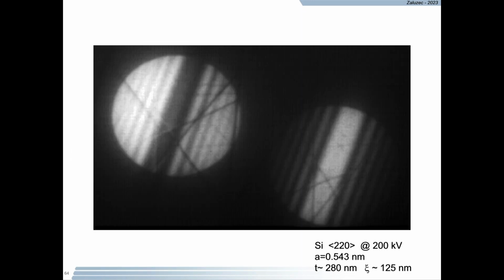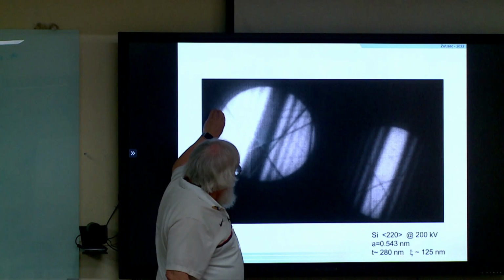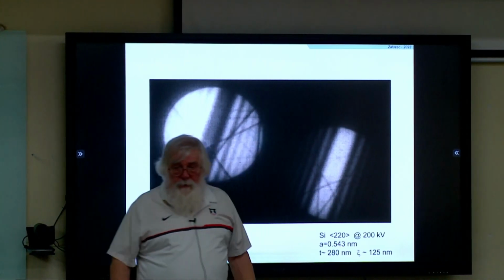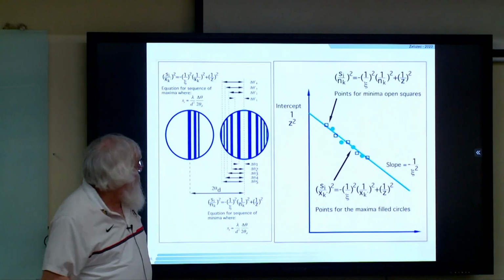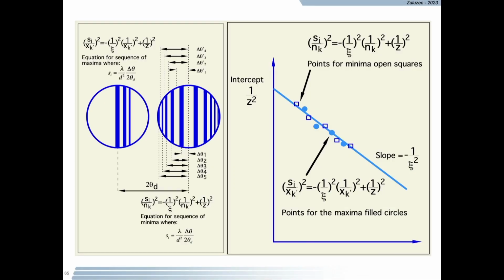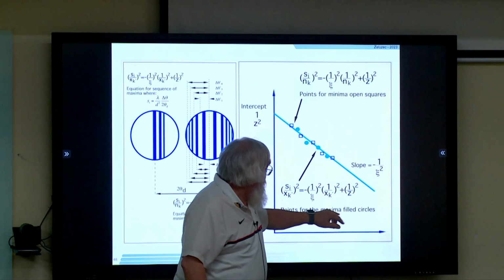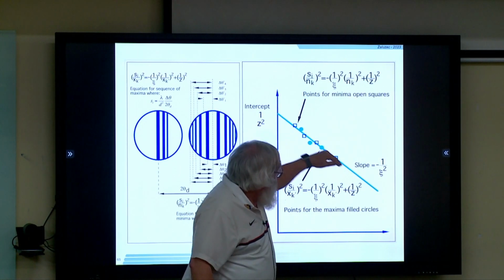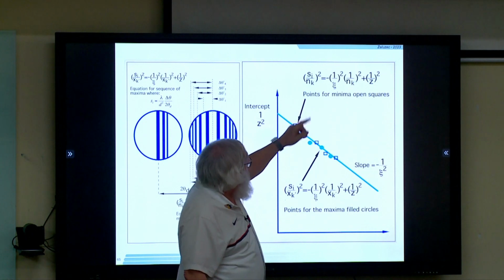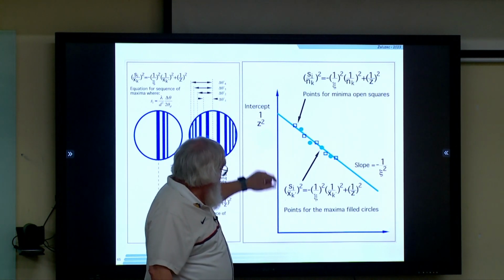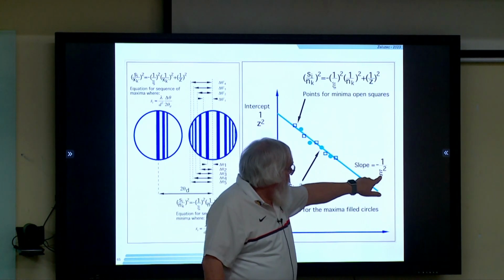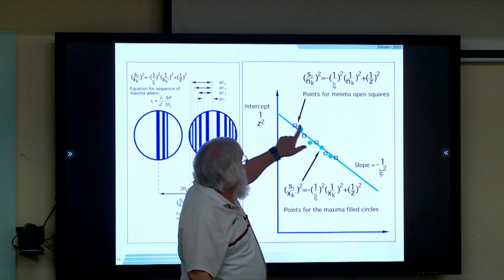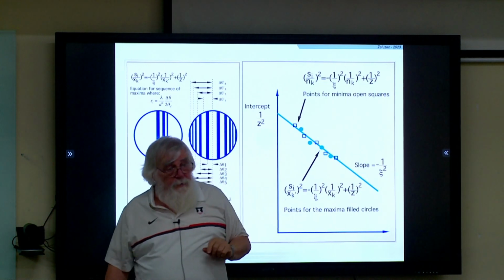Basically what you do is, we do a line scan through our diffraction pattern. We measure the fringe spacing. We do a plot of the deviation parameter as a function of 1 over z squared. We get a straight line. The slope of the line tells us the extinction distance, and the intercept tells us the thickness. Okay.